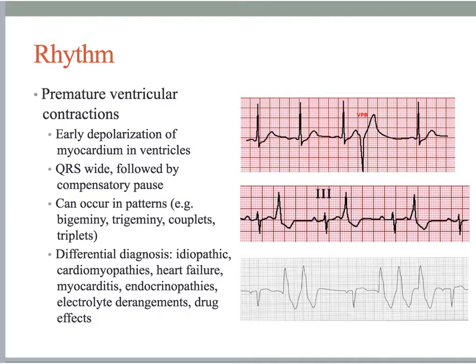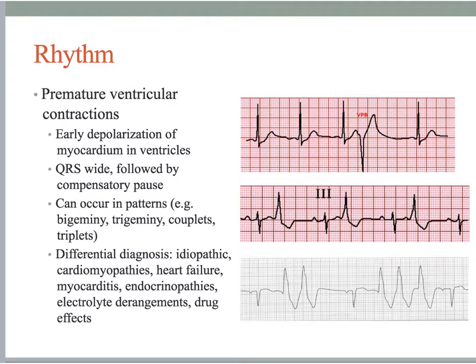PVCs can occur in patterns, such as bigeminy, trigeminy, couplets, or triplets. The top image shows a single isolated PVC. The second image shows the pattern of bigeminy with alternating PVCs and sinus beats. The third image shows both a couplet and a triplet. A couplet is when two PVCs occur together, and a triplet is when three PVCs occur together.